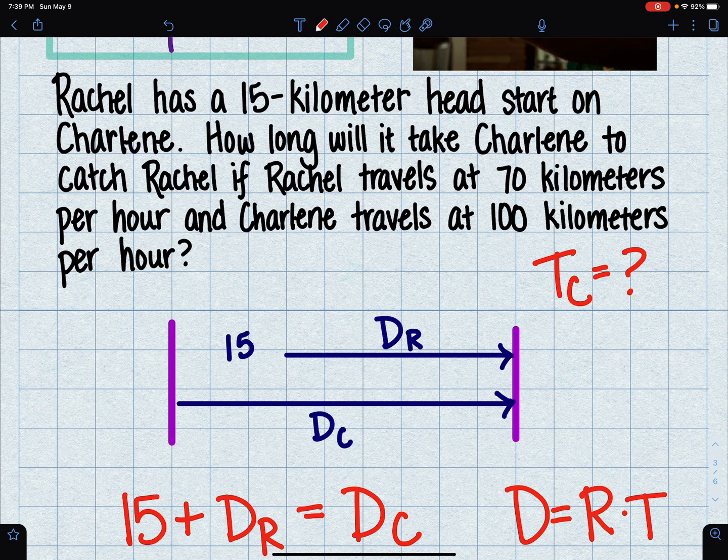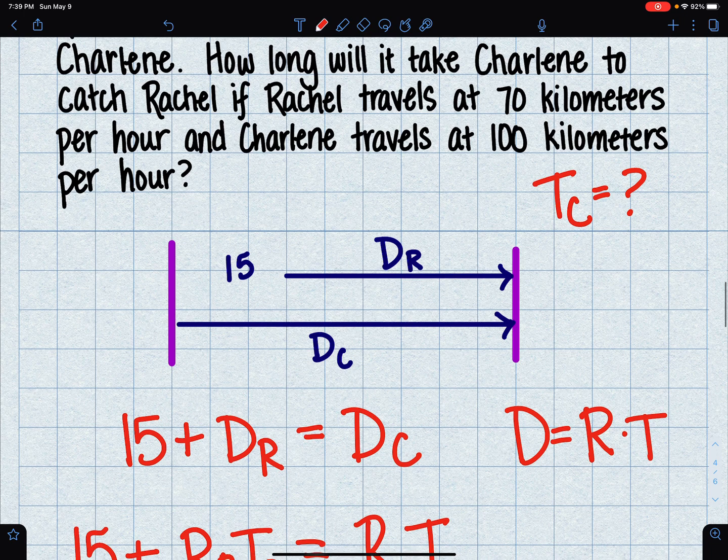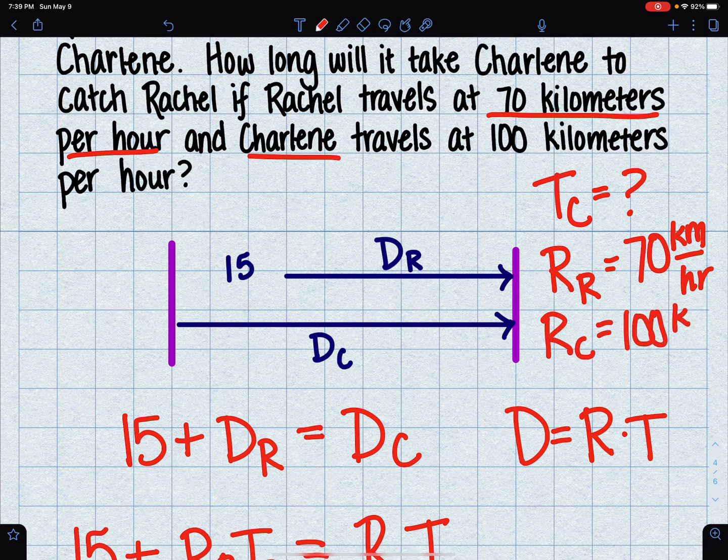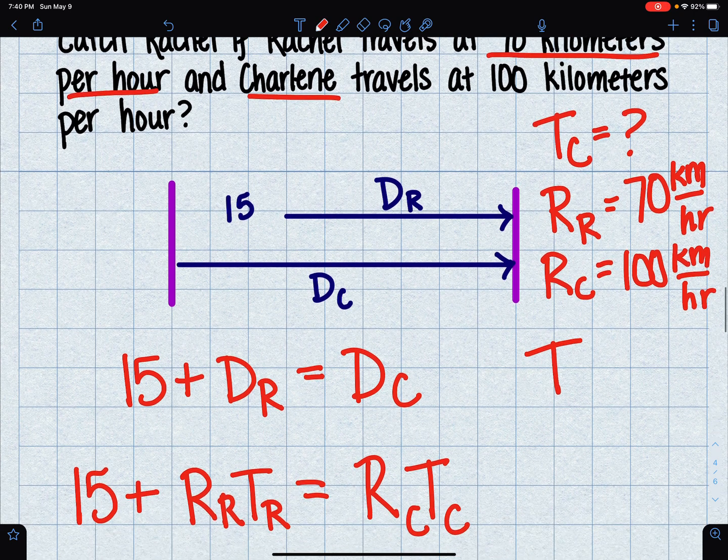Okay, and it gives us a couple of rates. The rate of Rachel: she's going 70 kilometers per hour. And Charlene, it gives us that rate. The rate of Charlene is 100 kilometers per hour. Okay, the other thing that we don't know is the time, because we need distance equals rate times time.